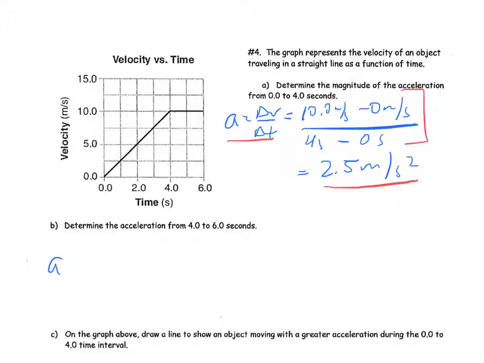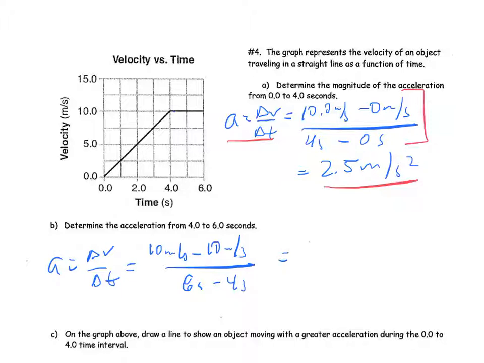You do the same thing for the second part. You did have to show work. You couldn't have just said it was 0. But your change in velocity would have been 10 meters per second minus 10 meters per second over 6 seconds minus 4 seconds. You would have got 0 over 2 seconds. And here you would have got 0 meters per second squared.